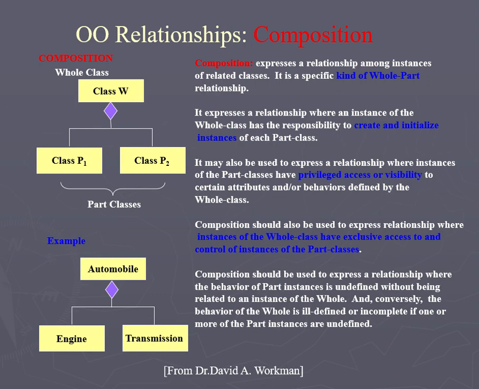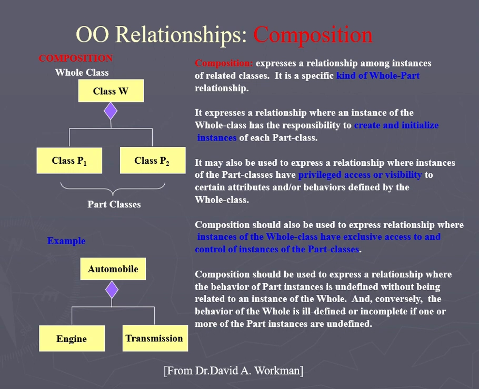The object-oriented relationship composition. Composition expresses a relationship among instances of related classes. It is a specific kind of whole-part relationship. It expresses a relationship where an instance of the whole class has the responsibility to create and initialize an instance of each part class. It may also be used to express a relationship where instances of the part class have privileged access or visibility to certain attributes and or behavior defined by the whole class. Composition should also be used to express a relationship where instances of the whole class have exclusive access to and control of instances of the part classes.